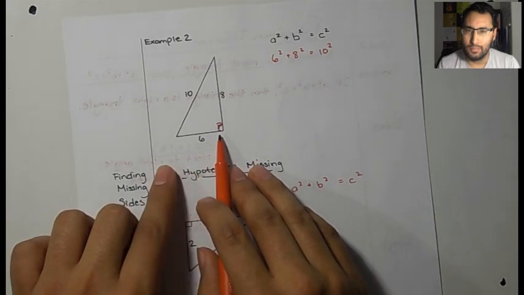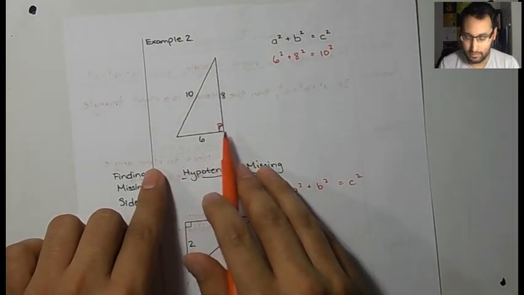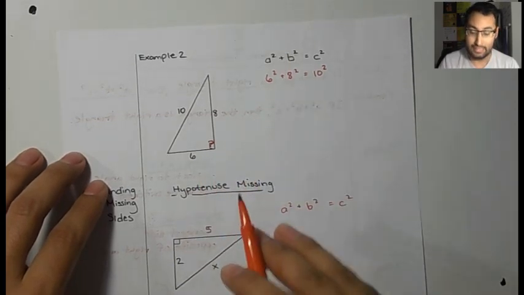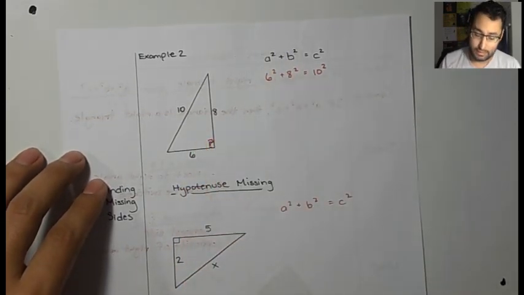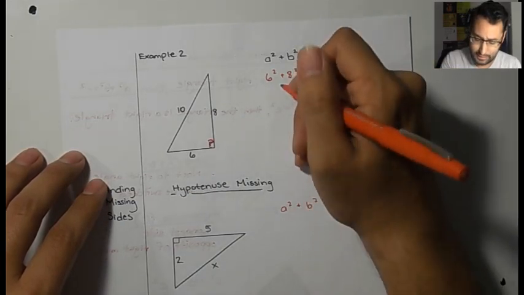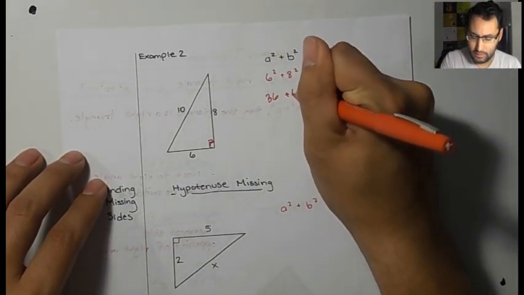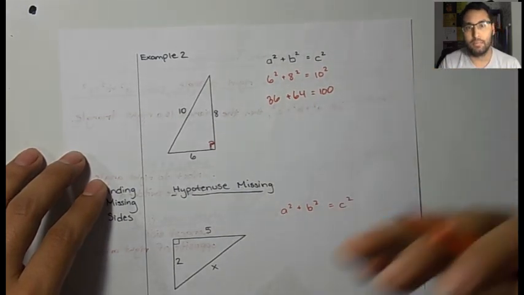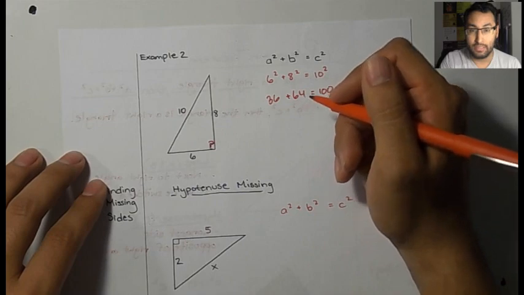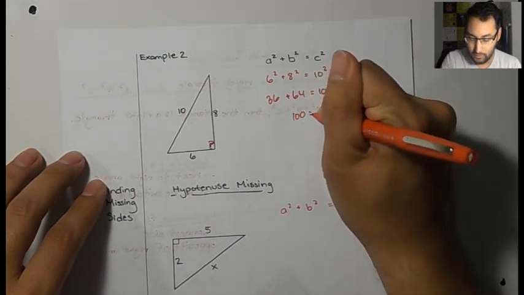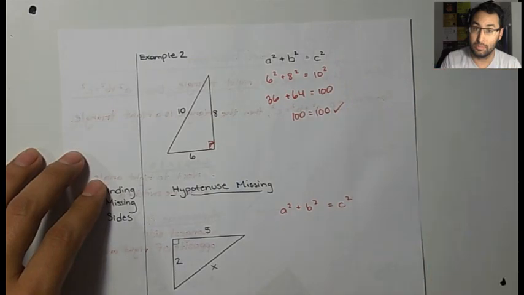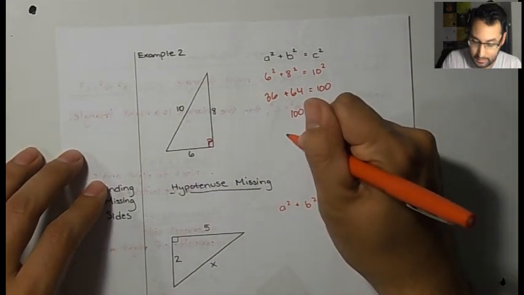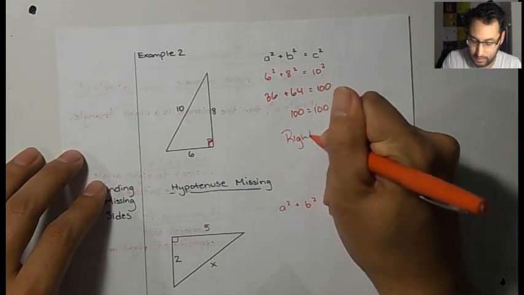I should not put that right angle there, so I just put a question mark in red. And I've already plugged it in here. So 6 is representing A, 8 representing B, and 10 representing C. 6 squared is 36. 8 squared is 64. 10 squared is 100. If I add up the left side, 36 plus 64 is 100. We get 100 equal to 100. That's a true statement. But what does this mean though? This means since it is true, this is a right triangle.